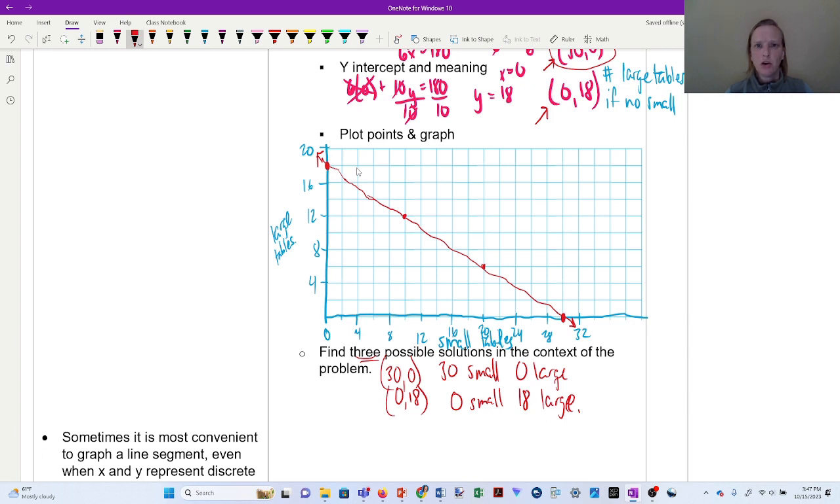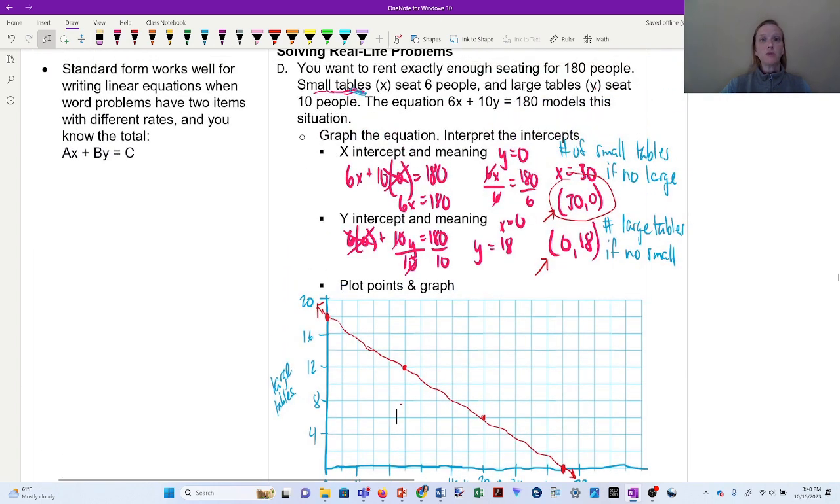My strategy here, I'm going to look at those people who can sit at each table, so 6 and 10. And I want to find the least common multiple of those 2 numbers, 6 and 10. The common multiple of 6 and 10 is 30. So for every 30 people, I can switch out the number of small and large tables I have. Because to seat 30 people, I would need 5 small tables, or I would need 3 large tables.